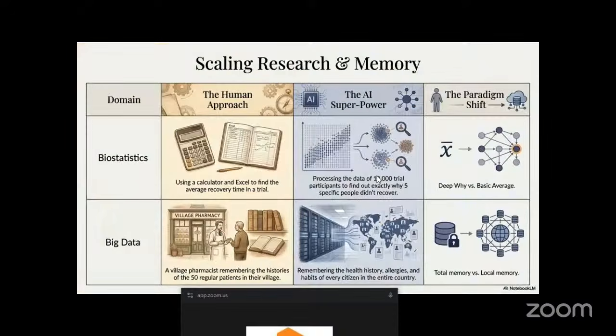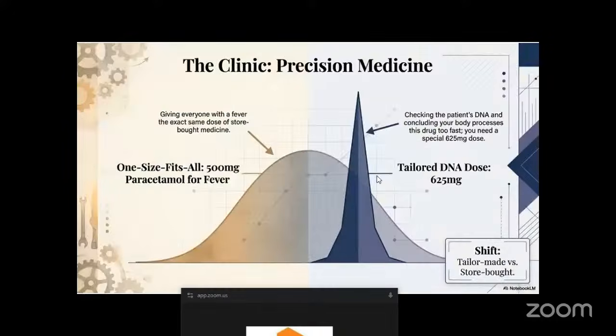So biostatistics. Humans used to use a calculator and Excel to check the average recovery time in a trial, whereas superpower AI will process the data of 100 participants within a very short period of time. Coming to big data, if it is a remote village, one pharmacist will have an idea of 50 to 60% of the people of the village, what diseases they have and what medication they are taking. But big data can remember the entire world's data, wherever we enter the things.